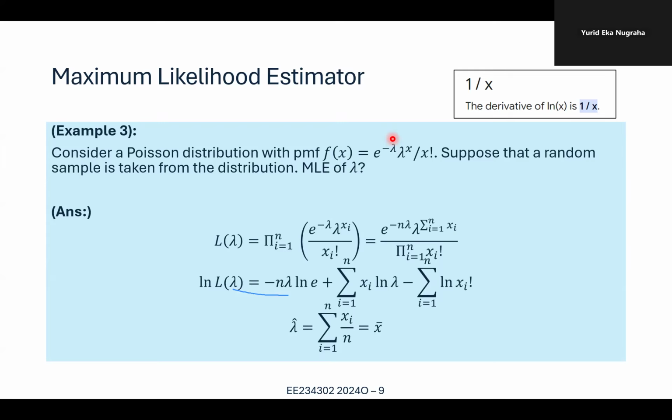One way is by doing this. We find the estimator. We try to estimate some parameters, including lambda here, and it later turns out to be the average of the sample.